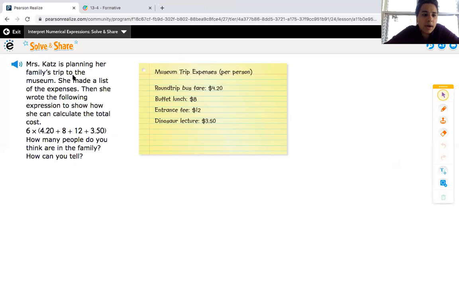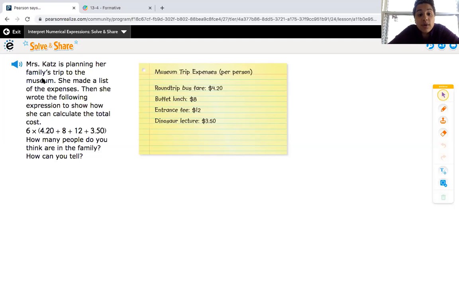So, our solve and share says this: Mrs. Katz is planning her family's trip to the museum. She made a list of the expenses. Then she wrote the following expression to show how she can calculate the total cost. 6 times, parentheses, $4.20 plus 8 plus 12 plus $3.50. How many people do you think are in the family, and how can you tell?